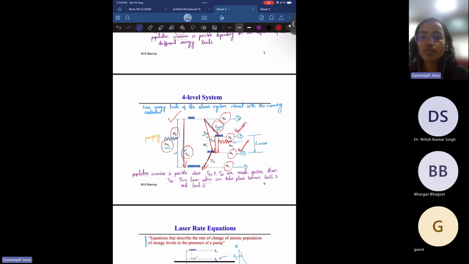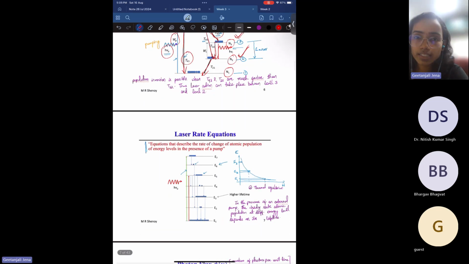So this is the brief introduction to the 2-level, 3-level, and 4-level energy systems. Don't get confused: 2-level does not mean the system has only 2 energy levels. Among the discrete energy levels, only 2 of them interact with the radiation, so we say 2-level. When 3 of these energy levels interact with the radiation, it is a 3-level system, and when 4 energy levels participate in the emission and absorption process, we say it is a 4-level system. Now we'll see the laser rate equation.